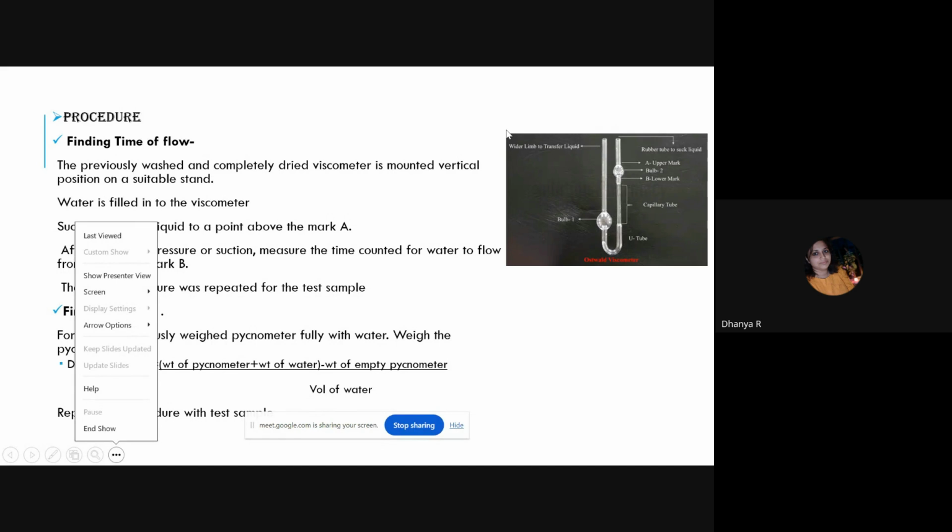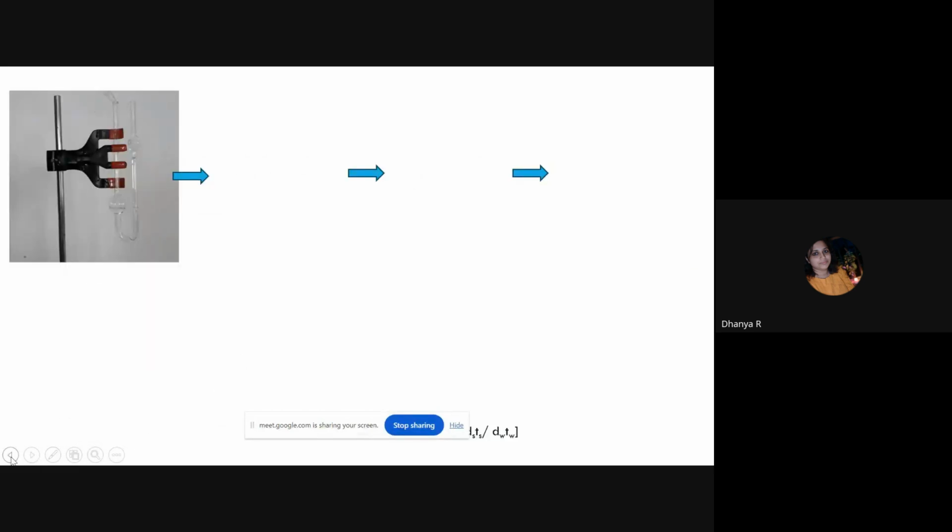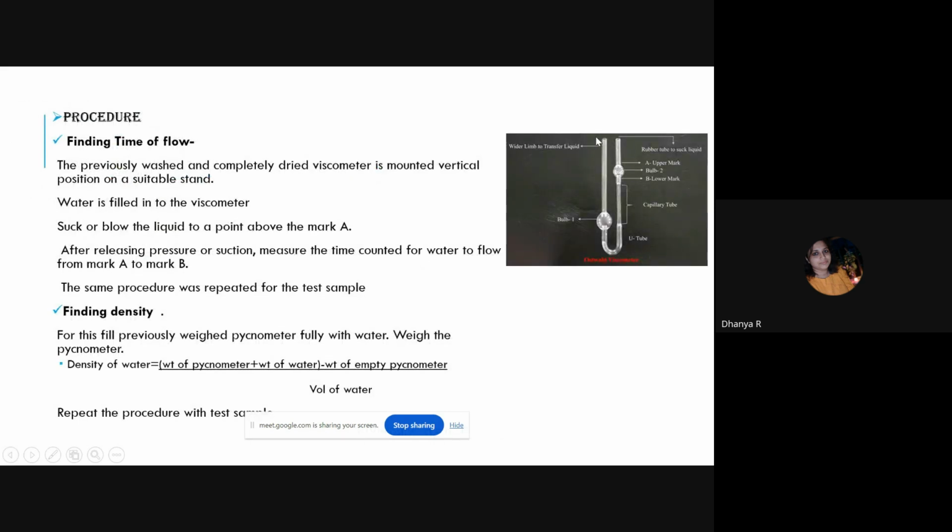So you have to put the liquid or the water through this limb of the viscometer, and you have to suck the water through this limb of the viscometer. You can attach a rubber tube on this side of the viscometer so that you can easily suck out the water or the sample from the viscometer. First you have to pour the water or your sample through this limb, then suck it.